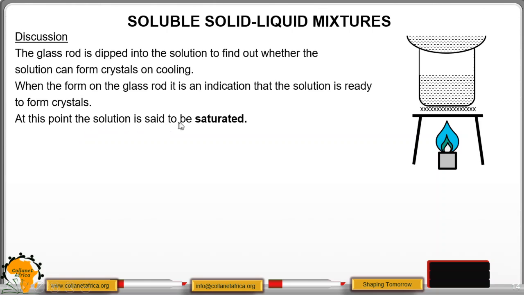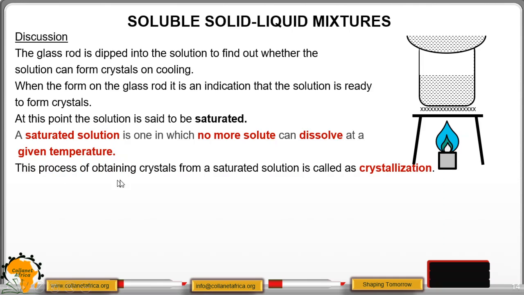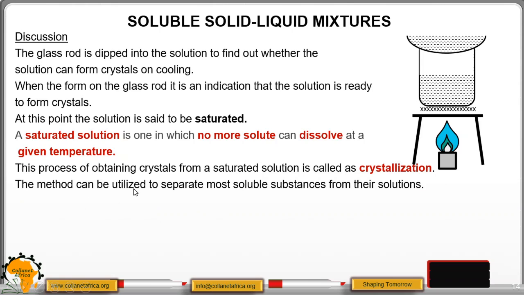At this point, the solution is said to be saturated. A saturated solution is one in which no more solute can dissolve at a given temperature. This process of obtaining crystals from a saturated solution is called crystallization, because it forms crystals from a saturated solution. The method can be utilized to separate most soluble substances from their solutions.